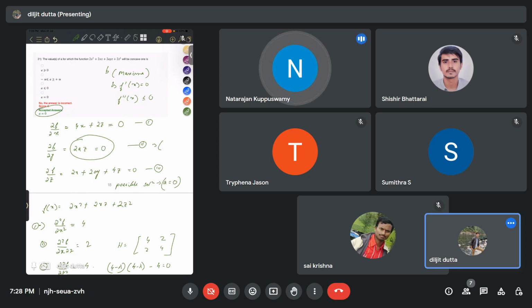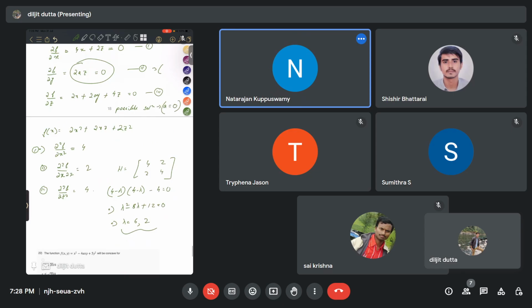Lambda square minus 4 lambda plus 12, it should be, sir? Lambda square minus 8 lambda. Yes, 16 minus 4 becomes 12, sir. Why 4 lambda? We have 4 minus lambda, 4 minus lambda, which is lambda minus 4 whole square. Lambda minus 4 whole square is lambda square minus 8 lambda plus 16, right? And 16 minus 4 is 12.